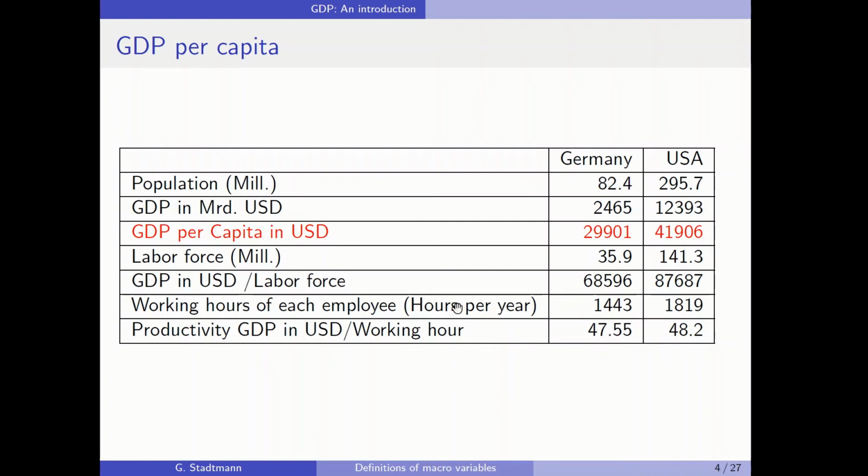Then when you look at the other rows, you can see here the working hours of each employee, the hours worked per year. And here you can see a big difference, 1,440 hours in Germany and 1,820 hours in the US. So the Americans are working more hours, and thereby they are creating a higher GDP per capita. So the Americans don't have 6 weeks of holiday, they only have 1 or 2. And this makes, in the end, the big difference in GDP per capita.